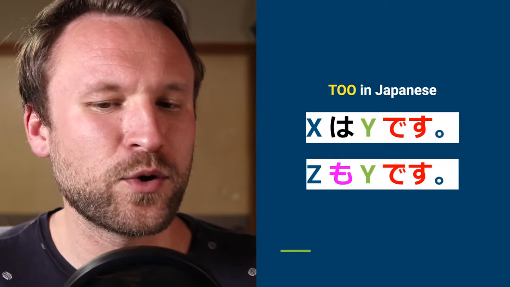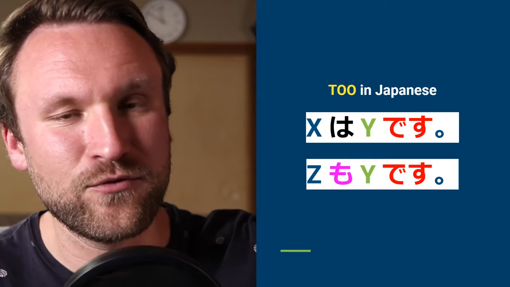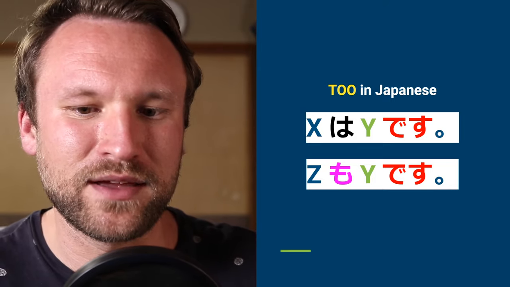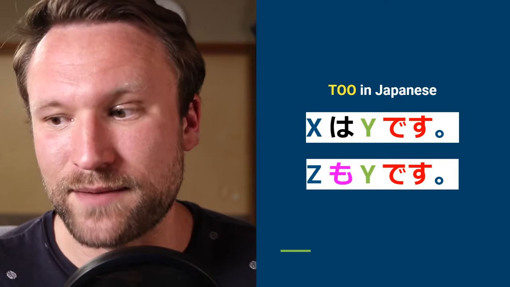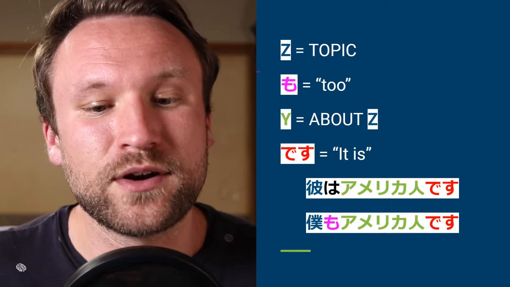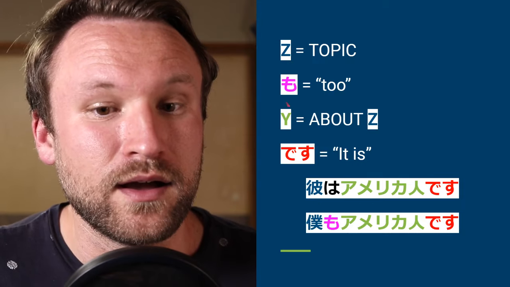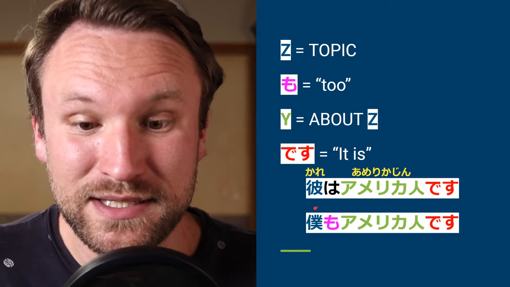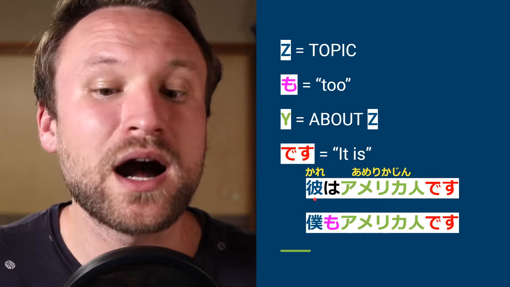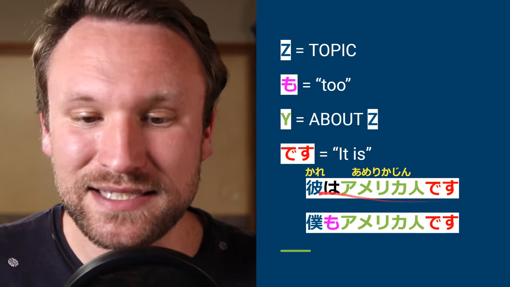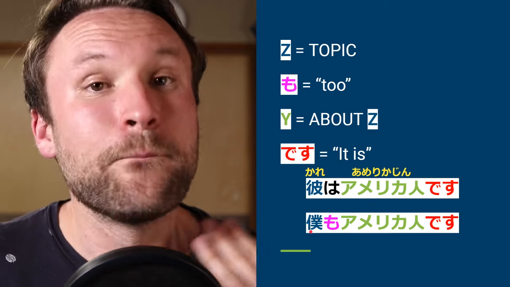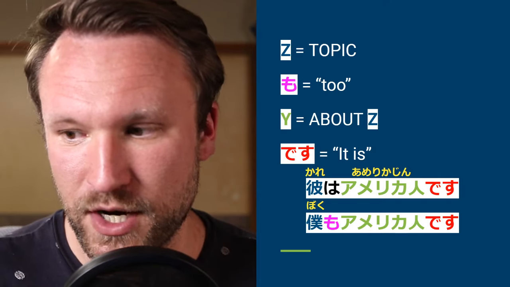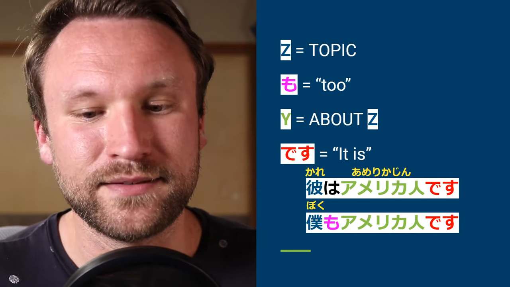But to do this, you have to remember, we need to have a previous sentence. We have to have both of these sentences. You can't just have Z mo Y desu alone. There needs to be something before that, a sentence that it is also. It could be contextual, but anyway, let's go over how that worked. Z was the topic. In this one, it's kare, the guy. Mo means too. Y is about Z or about X. And this is "it is." So kare wa Amerika jin desu. He is an American. Boku mo Amerika jin desu. I am also American. All right. So that's how we use that one.